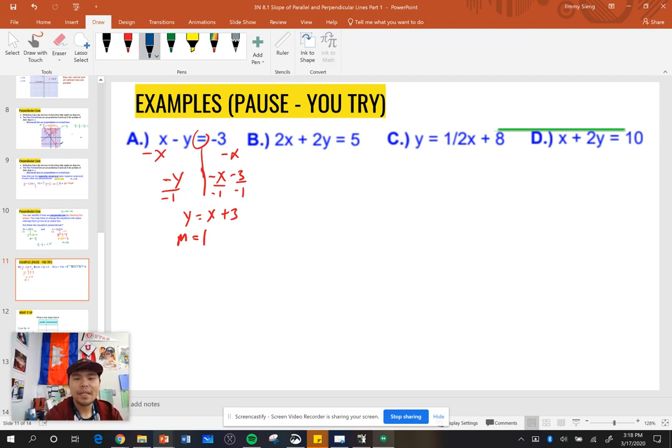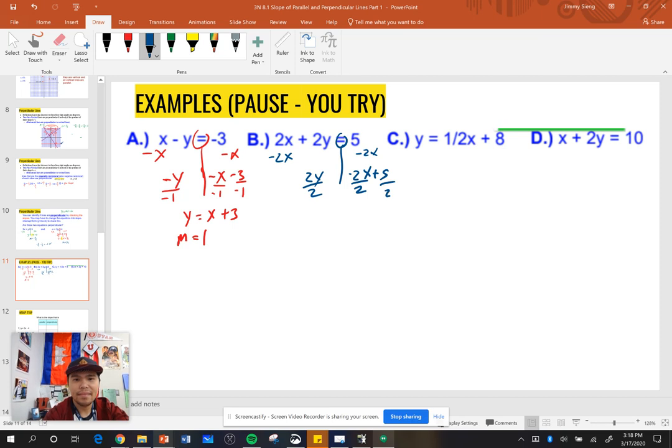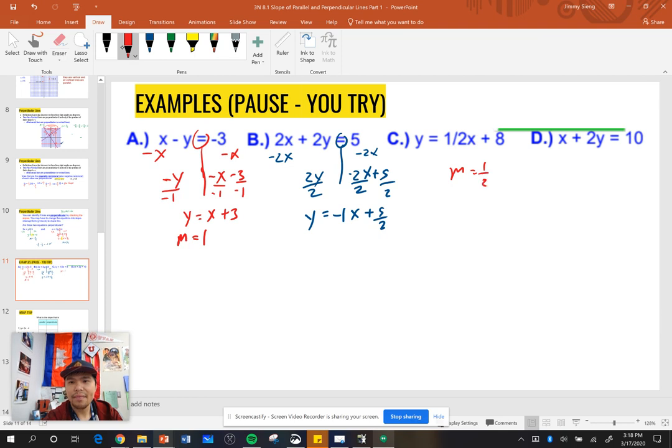I'm going to do some blue. 2x plus 2y. Well, let's just solve for y. So we have 2y equals negative 2x plus 5. Whoops, let me write that better. And divide, divide. So y is equal to negative 1x plus 5 over 2. Okay, that's important. C looks pretty easy. The slope there is just 1/2.